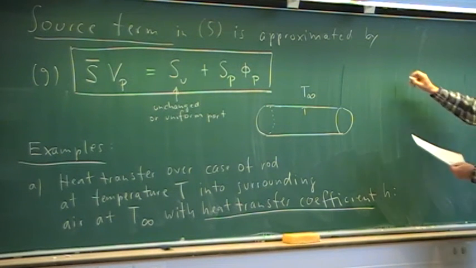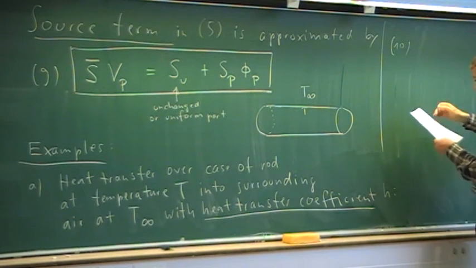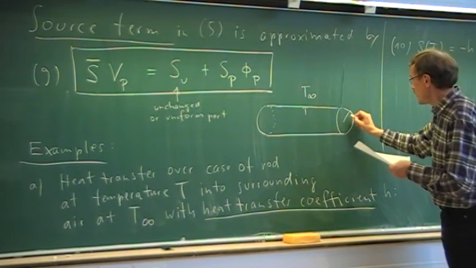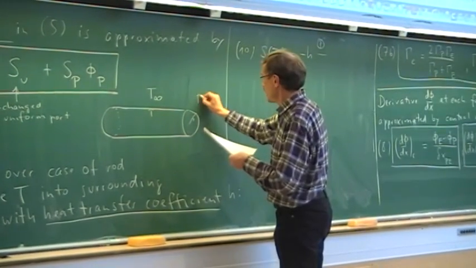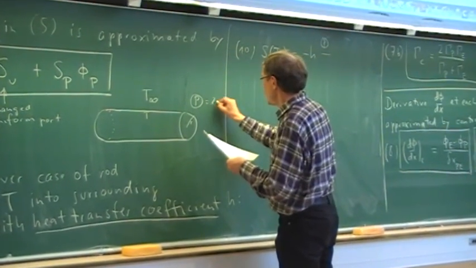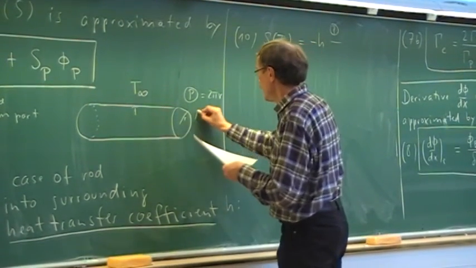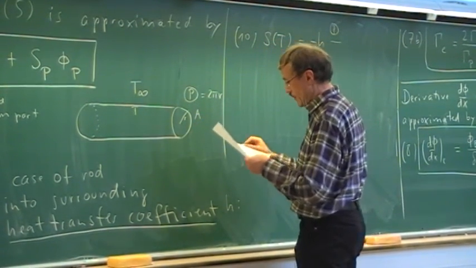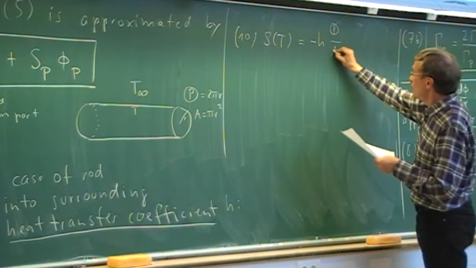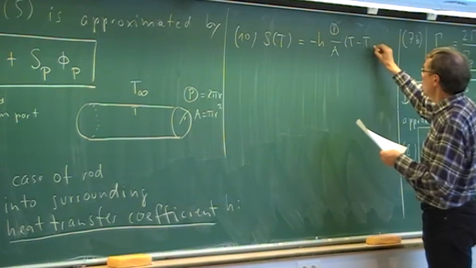And then we model that by the following source term, that is S of T, and that is minus this heat transfer coefficient H times the perimeter. The perimeter for this example, here we have the radius R, circular, so the perimeter is the length if we go around the circle, that is 2 pi r, and the area of this circular cross-section is simply pi r squared in this example. So we take the ratio of the perimeter over the area and times T minus T infinity.